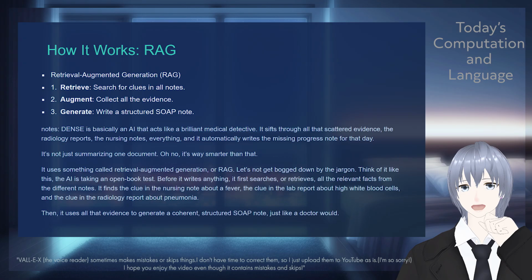It's not just summarizing one document. No, it's way smarter than that. It uses something called retrieval-augmented generation, or RAG. Let's not get bogged down by the jargon. Think of it like this. The AI is taking an open book test. Before it writes anything, it first searches, or retrieves, all the relevant facts from the different notes. It finds the clue in the nursing note about a fever, the clue in the lab report about high white blood cells, and the clue in the radiology report about pneumonia. Then, it uses all that evidence to generate a coherent, structured SOAP note, just like a doctor would.